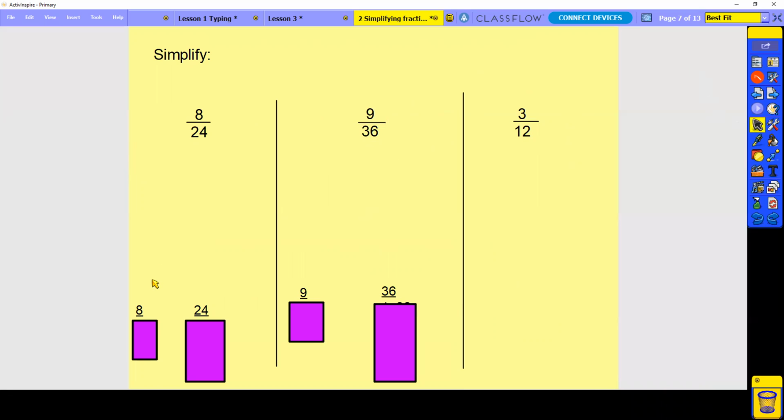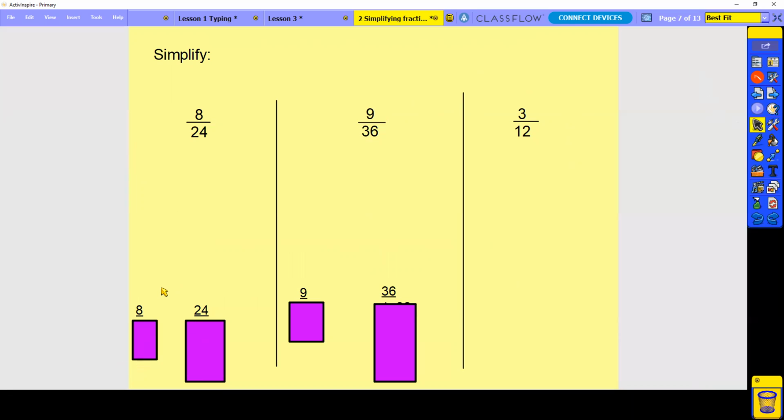Now, I'm going to give you a chance to write the factors of 8 and 24, just like we did for the previous page. So would you like to write 8 and then underneath write the factors, 24 and then underneath write the factors. Can you pause this video and please do that now.